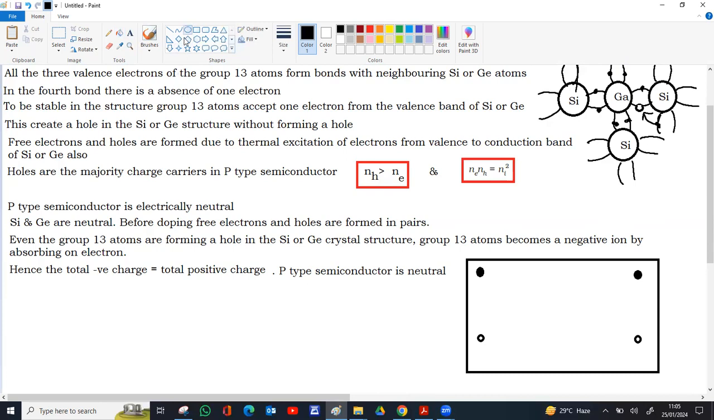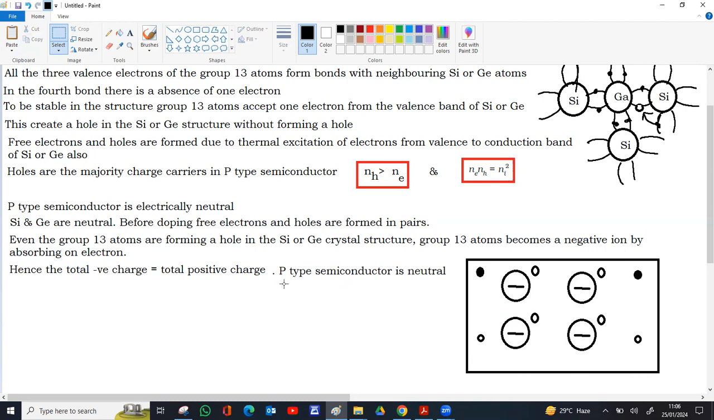When you're doping with group 13 atoms, group 13 atoms absorb one electron. So absorbing or accepting one electron makes it negative. The electrons are lost by the silicon atoms, so that creates a hole in the silicon atom. So for each hole created in the silicon atom, the group 13 atom becomes a negative ion. So here also there are equal numbers of positive and negative charges. So the system is totally neutral, wherever the holes are created by group 13 atoms that lead to the formation of a negative ion. So the total system is electrically neutral.